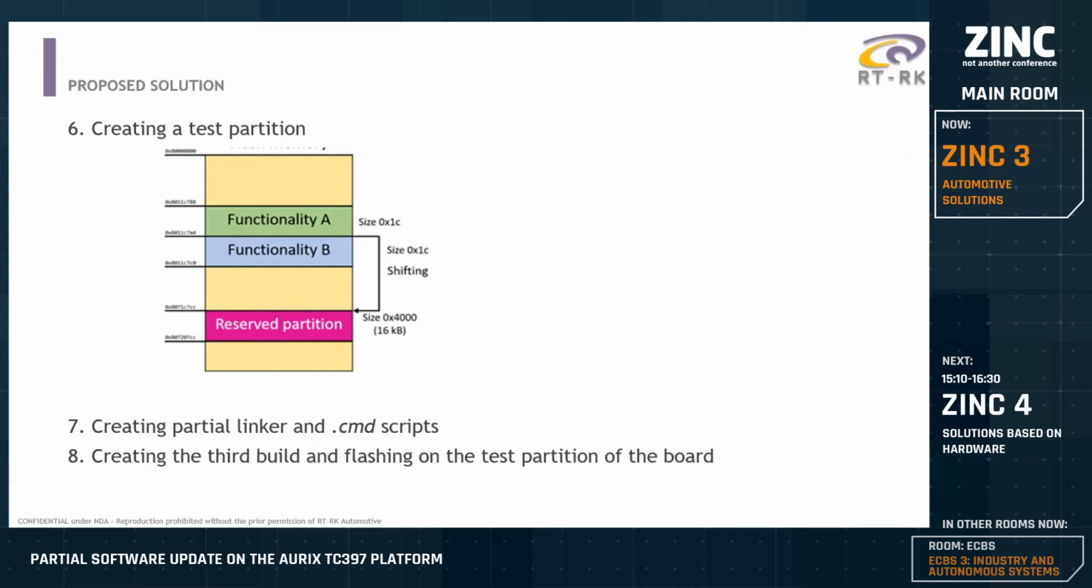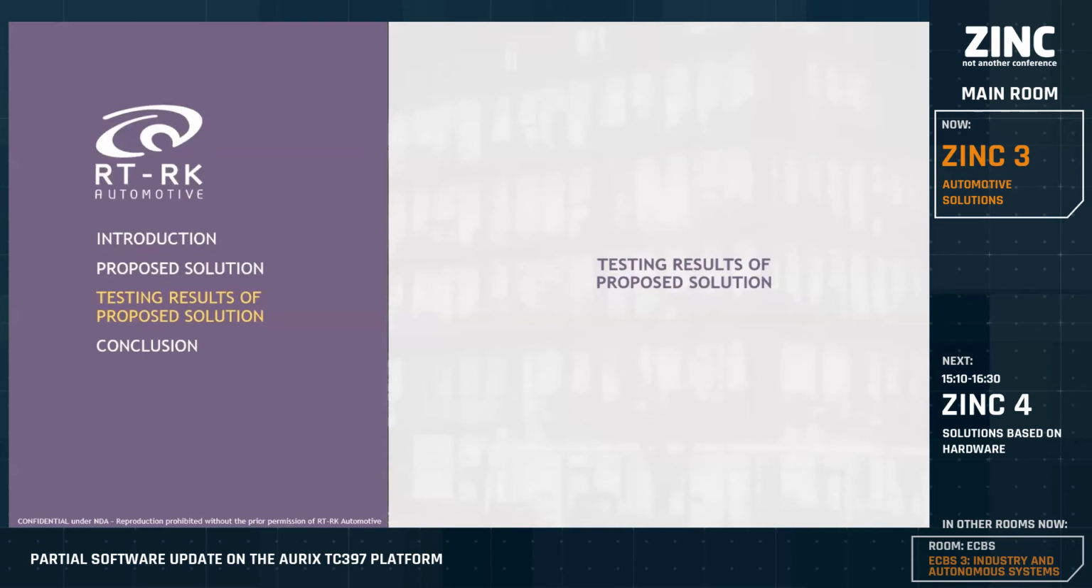Okay, and finally, the last step is creating the third build and flashing the executable file on the test partition of the board. The time required for building an executable file with partial update equals 9 minutes and 45 seconds. That's 6 times shorter than the usual one.